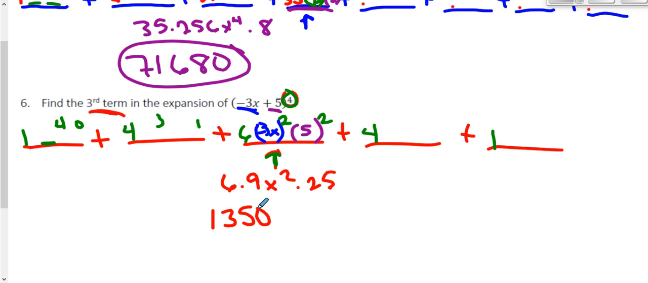All right, that is it for our binomial expansion problem. So we're going to pick up with some division in the next video.